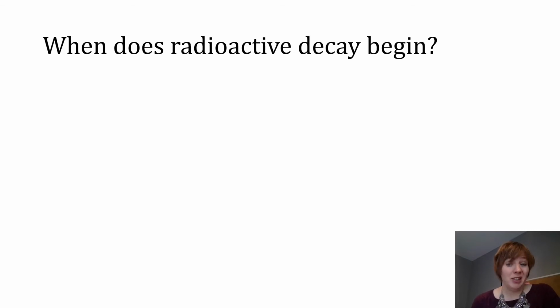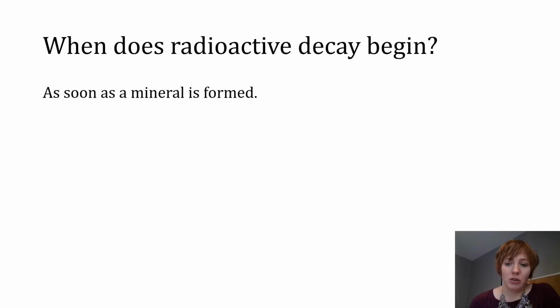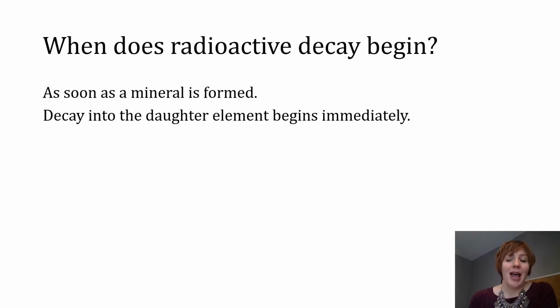Okay, so that kind of begs the question, when does radioactive decay begin? Well, it begins as soon as a mineral is formed. A mineral, especially the kind of mineral that's used for this type of dating, acts as a little time capsule, and it holds on to all the elements within it. So that's going to include all of the parent and all of the daughter. And as long as those are all contained within the mineral, it will be useful for absolute dating. So as soon as that mineral is first formed, decay into the daughter element begins immediately.